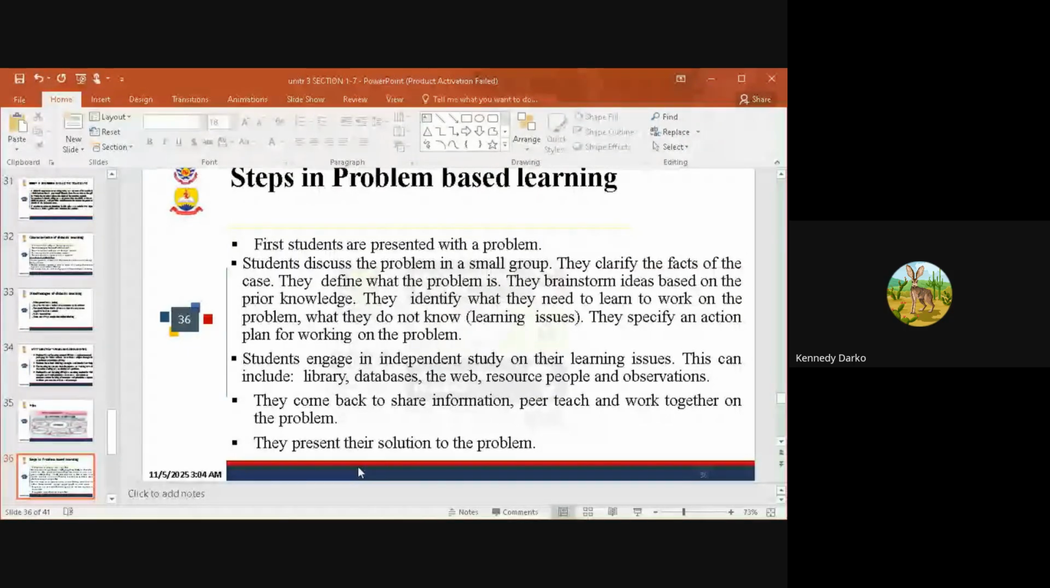Students engage in independent study on their learning issues. This can include the library. It's project based, so: how to solve this problem? Let's go to the library to look for information. Let's go online to look for information.